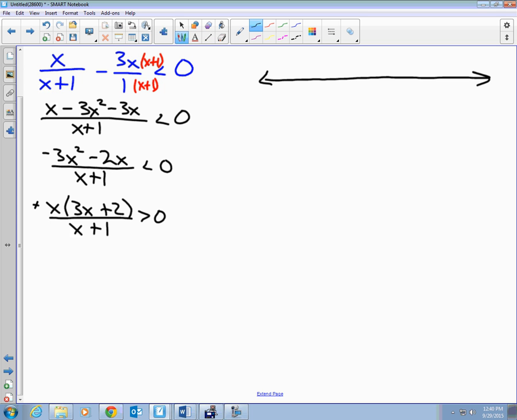Negative 1, 0, and negative 2/3. Make sure you put them in the right order. That does matter. If I have 3 zeros, how many columns will I have? 4 columns.